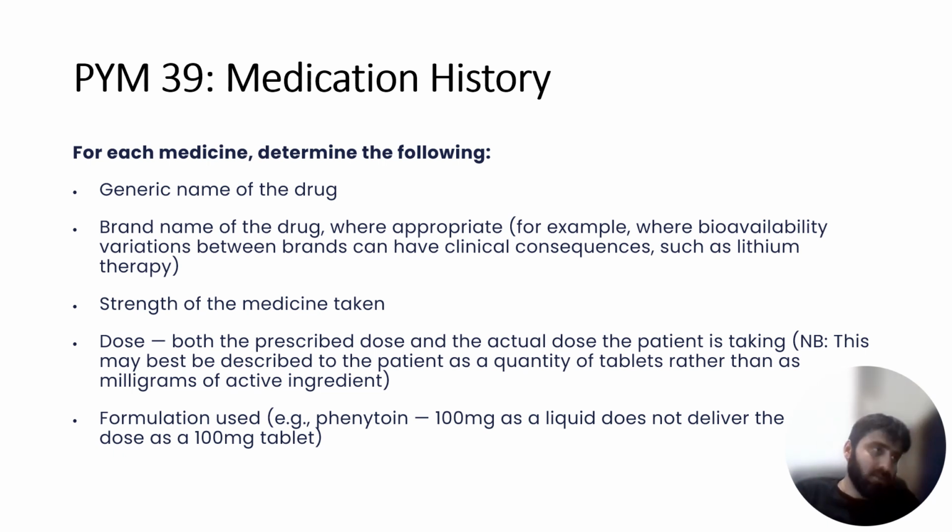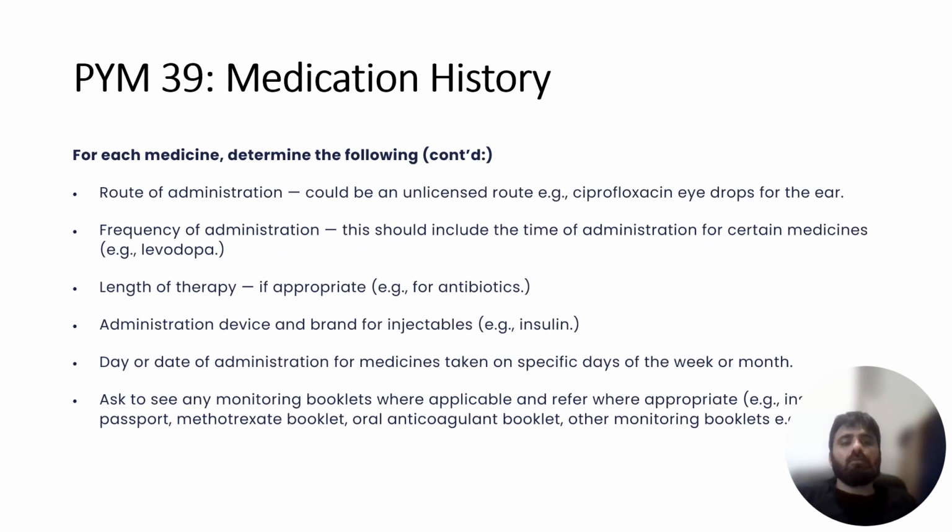So we can just recap it quickly. You need to make sure what generic drug they're taking. If they're taking any brand, then you ask the brand name, and you ask the strength of the medicine taken. You need to establish what dose they're taking, both the prescribed dose and the actual dose the patient is taking. You can ask them about the quantity of tablets they're taking rather than the milligrams of active ingredient. And lastly, you need to ask them the formulation used.